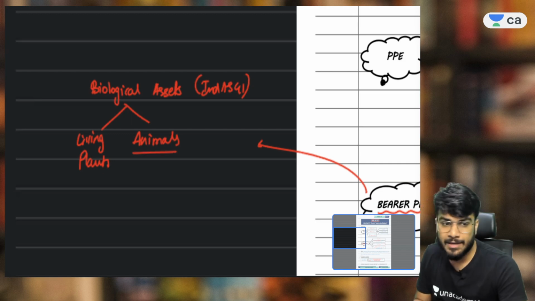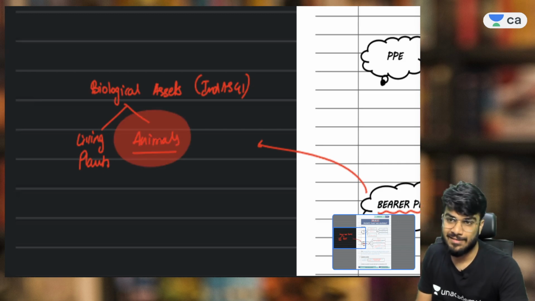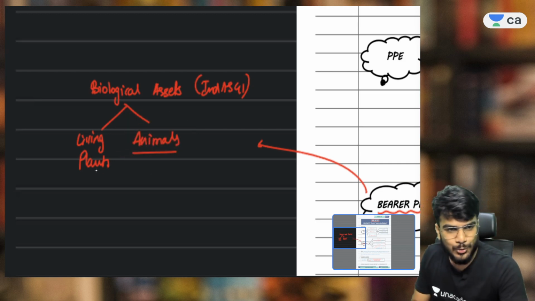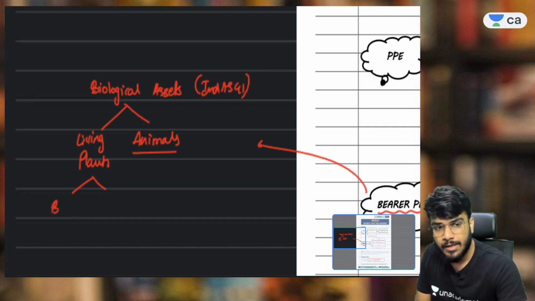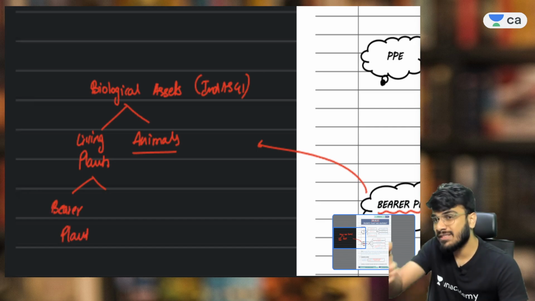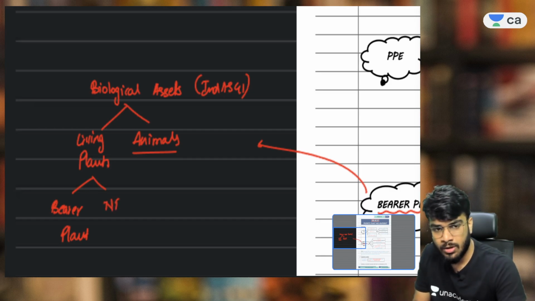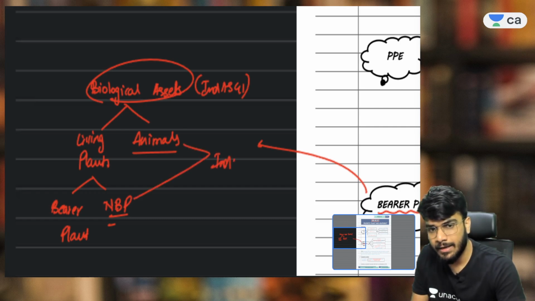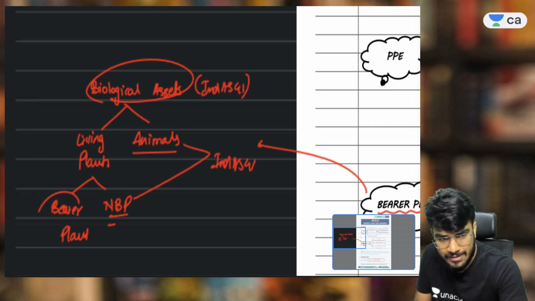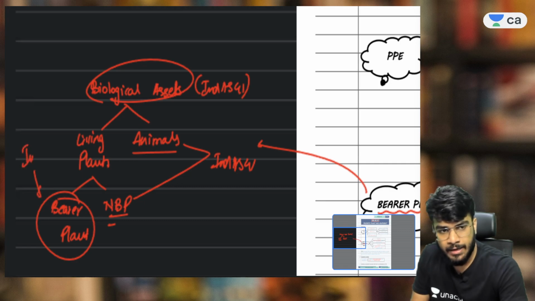So generally our parents feel we are biological assets since they treat us as animals, right? So in case of living plants, there are again two bifurcations. Any plant which has a life of more than 1 year is known as bearer plant, right? And any plant which has a life of less than 1 year, it is known as non-bearer plant. So these biological assets and animals, these two things are covered under IND AS 41. But this bearer plant is covered under IND AS 16.